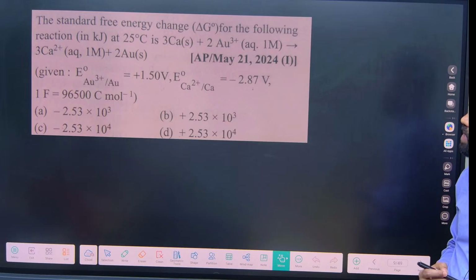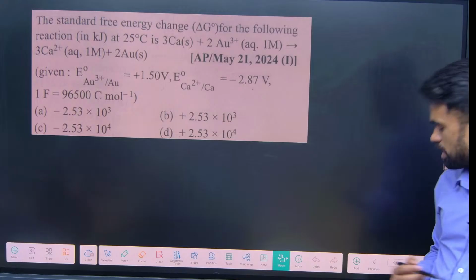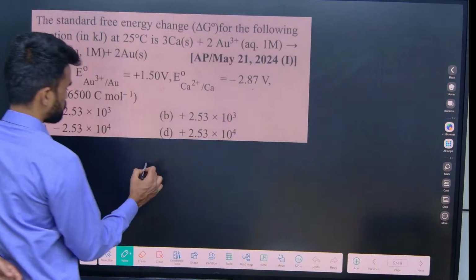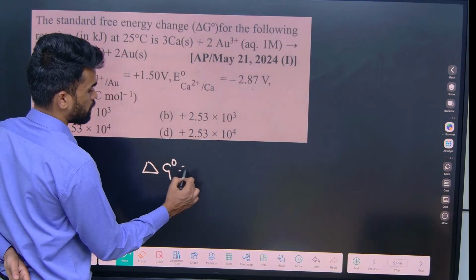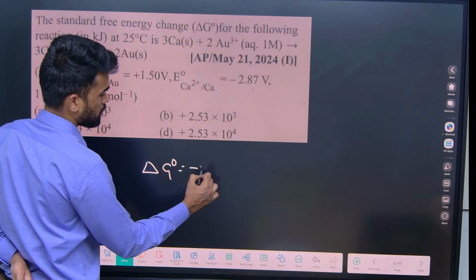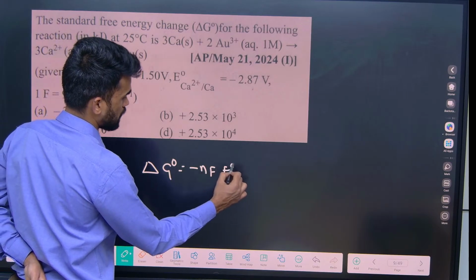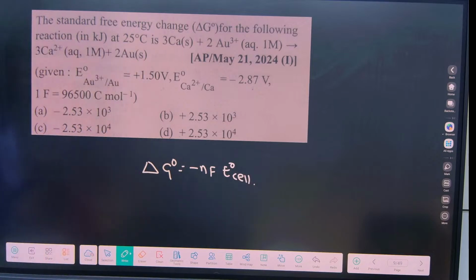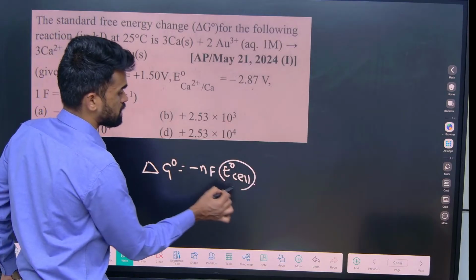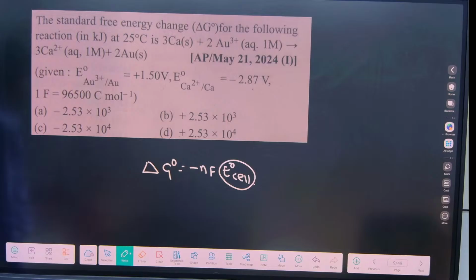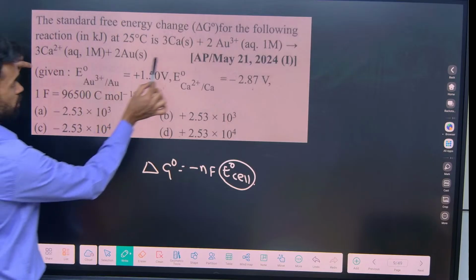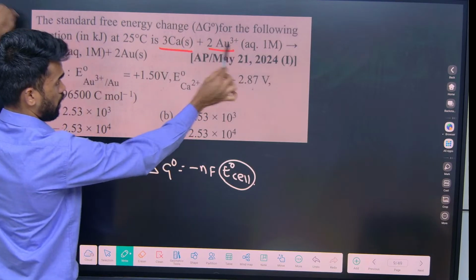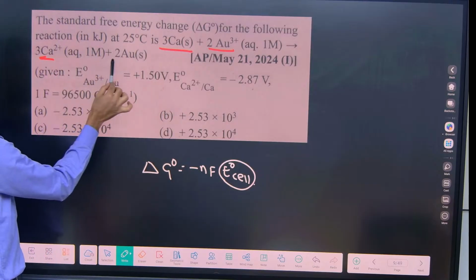What is the relation between standard Gibbs free energy and potentials? Delta G naught is equal to the maximum work done, that is minus charge into potential, that is minus nF E naught cell. This is the relation to be used here. First of all, we need to know the E naught of this cell. How to calculate E naught of this cell? What is the cell they have given? Calcium and gold 3+, converting to calcium 2+ and gold metal.